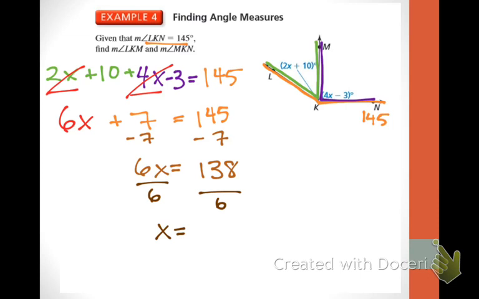Close. How many times does 6 go into 13? Twice, with 1 left over. How many times does 6 go into 18? 3 times. So 23. Did it ask what x was? No. But it did ask for the measures. So what can I do with x to help find the measures? Plug it back in.